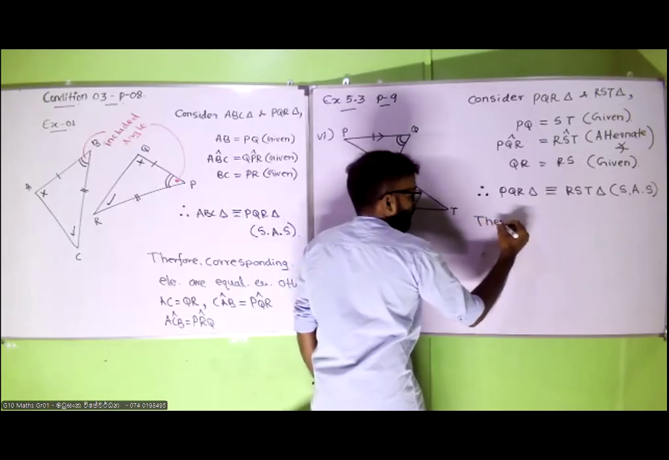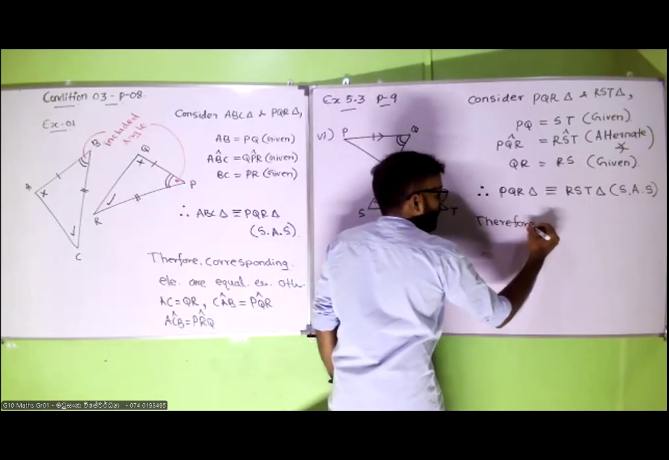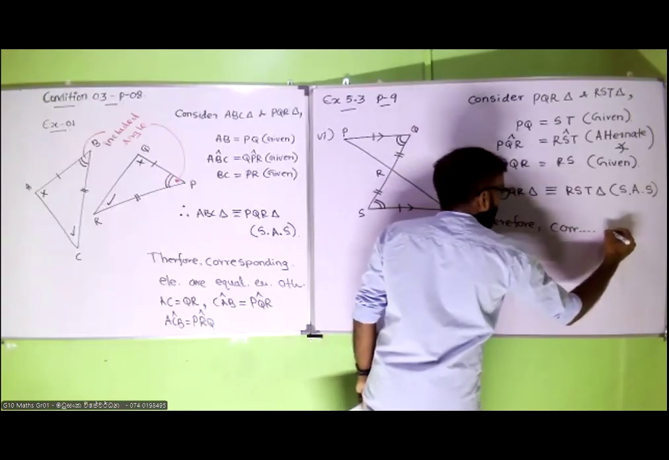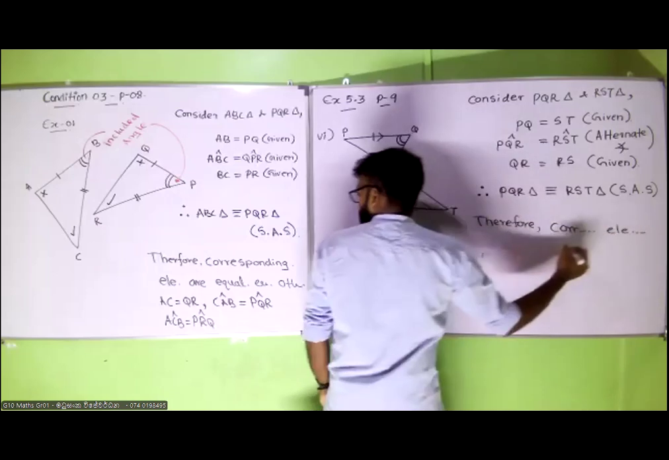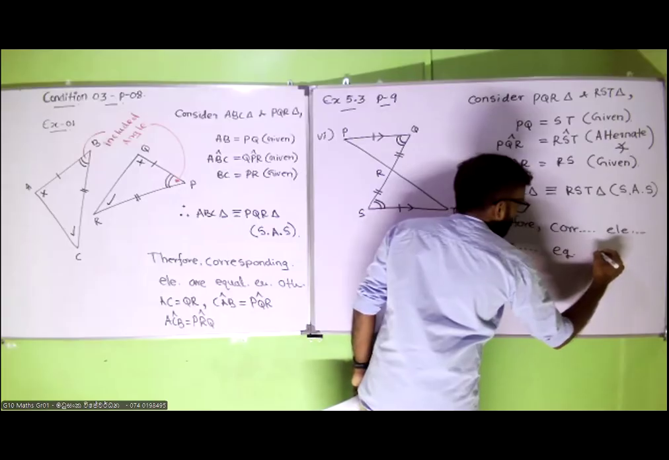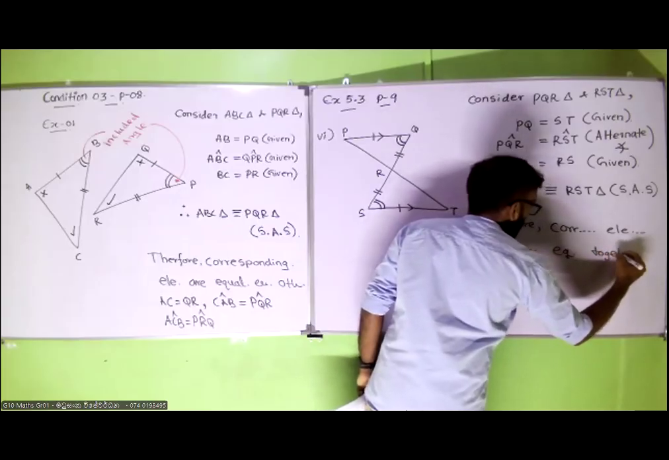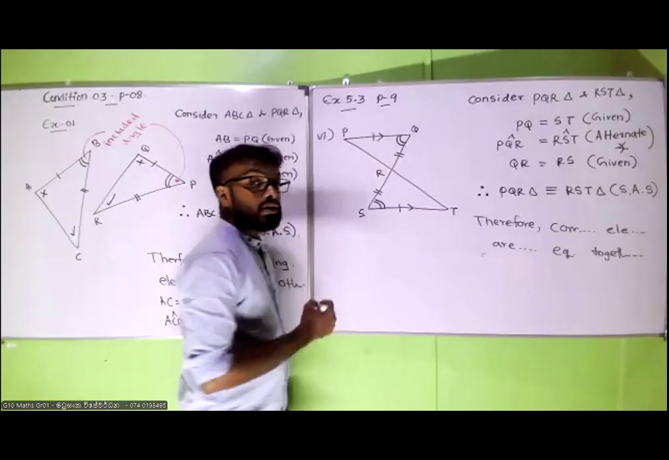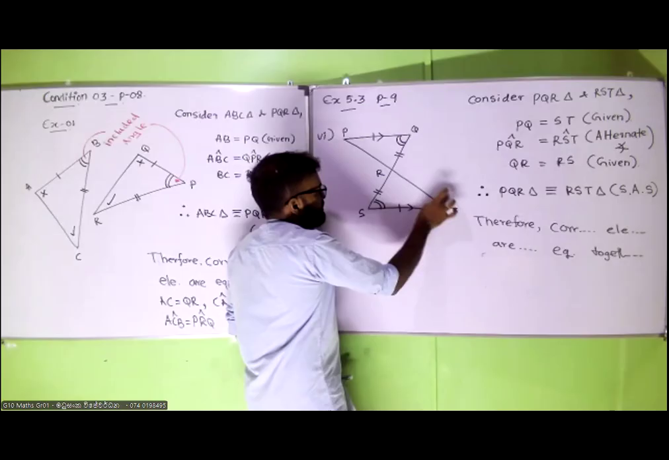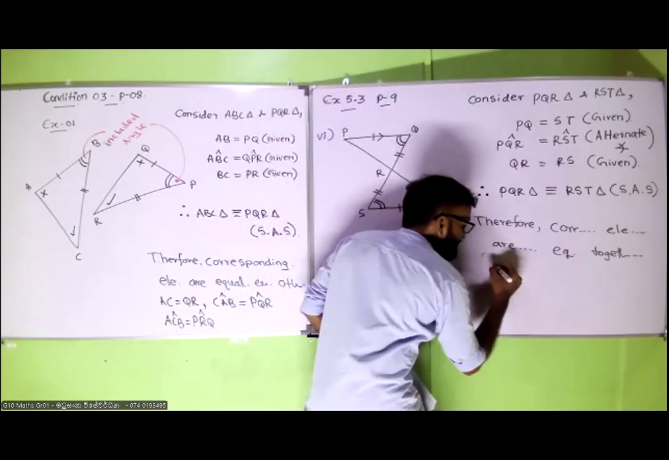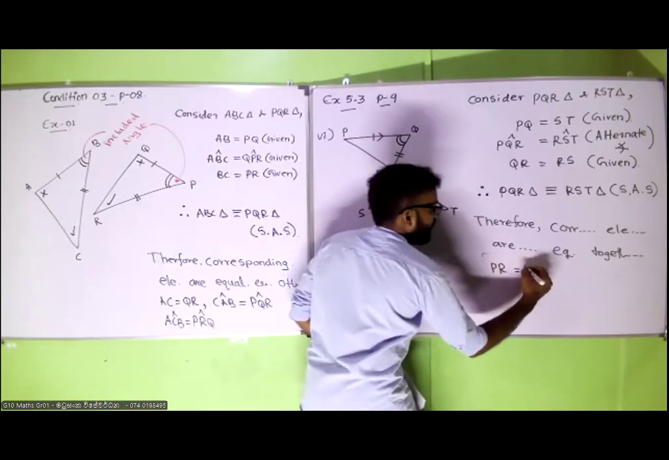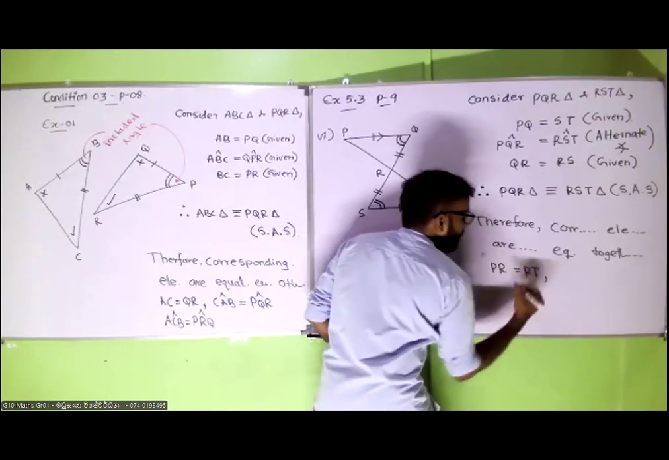Therefore, you have to write, therefore, corresponding elements are equal together. Right? So what are the corresponding elements? This side PR equals RT, that is the only side you have left. We have PR equals RT, that is done. Come on.